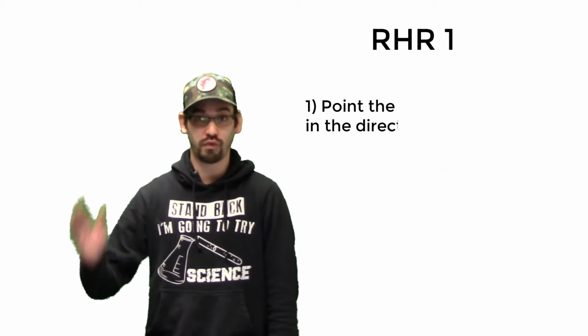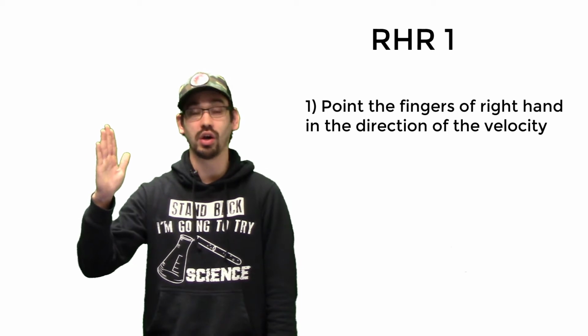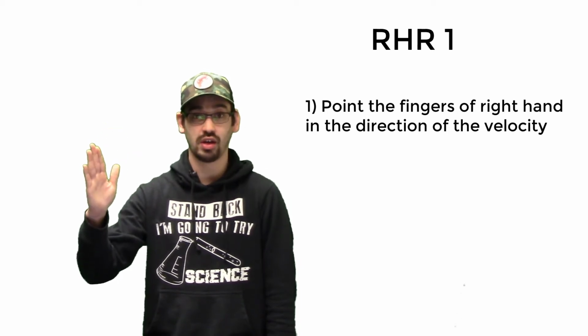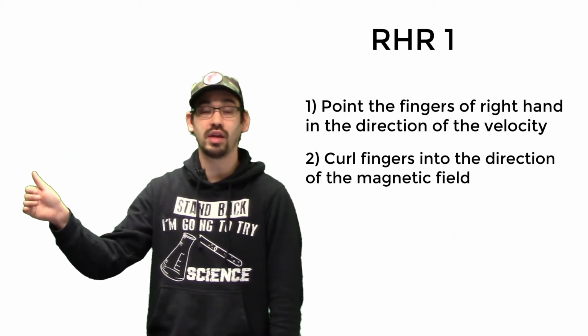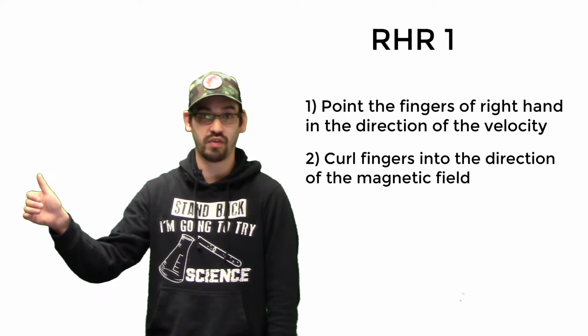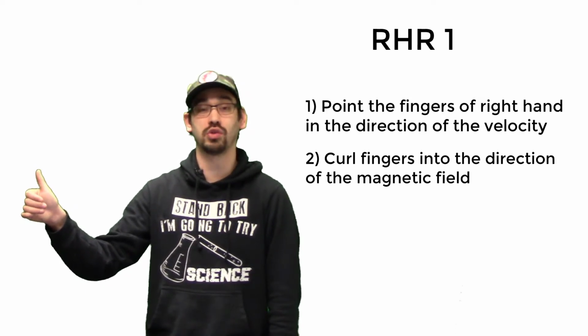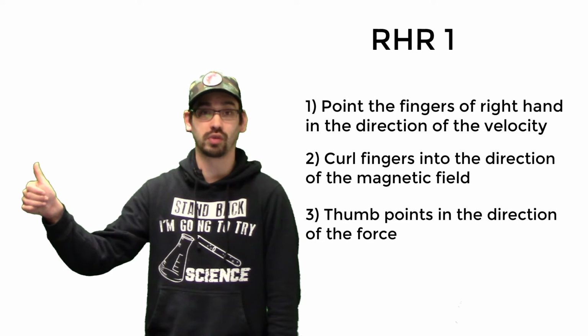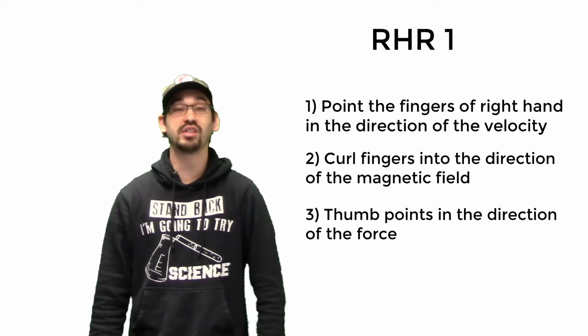This version of the right-hand rule says if you have some particle that's moving with some velocity in the presence of a magnetic field, you point your fingers in the direction of the velocity and then you curl them into the direction of the magnetic field. When you do this, your thumb will point in the direction of the force. Let's consider an example to see this in action.